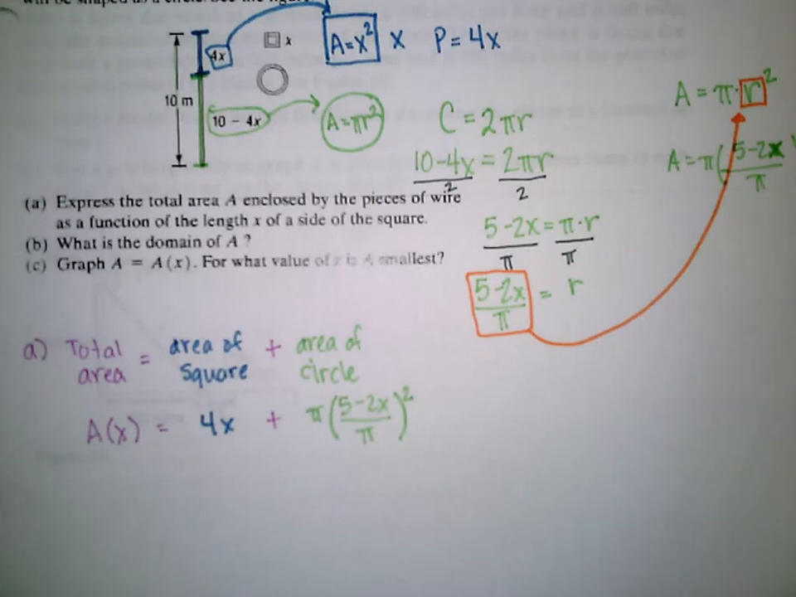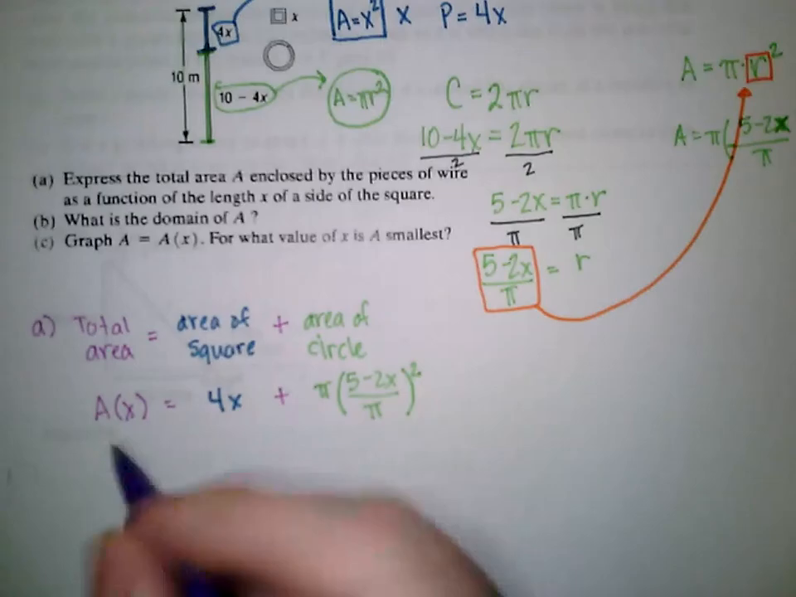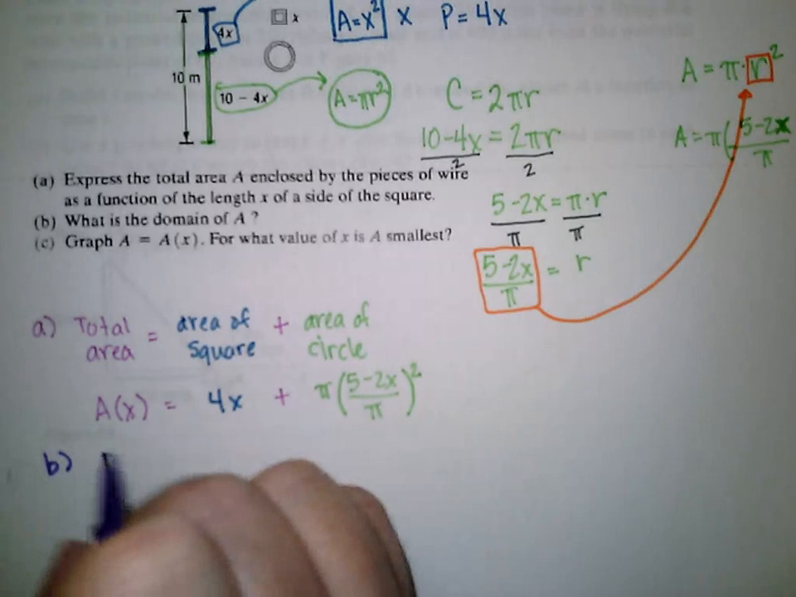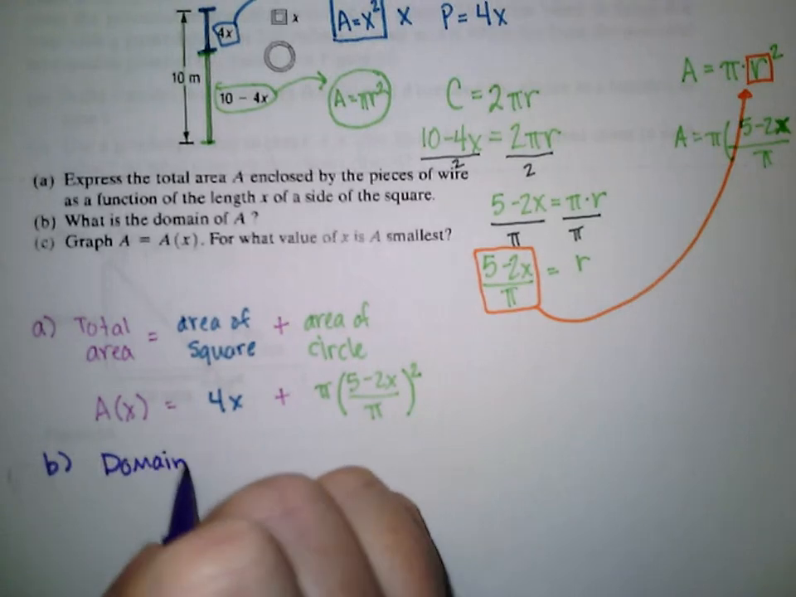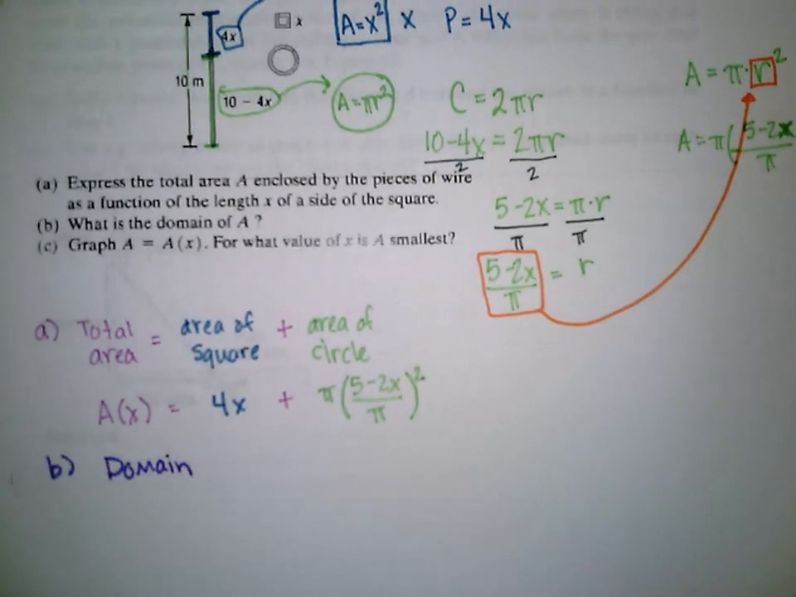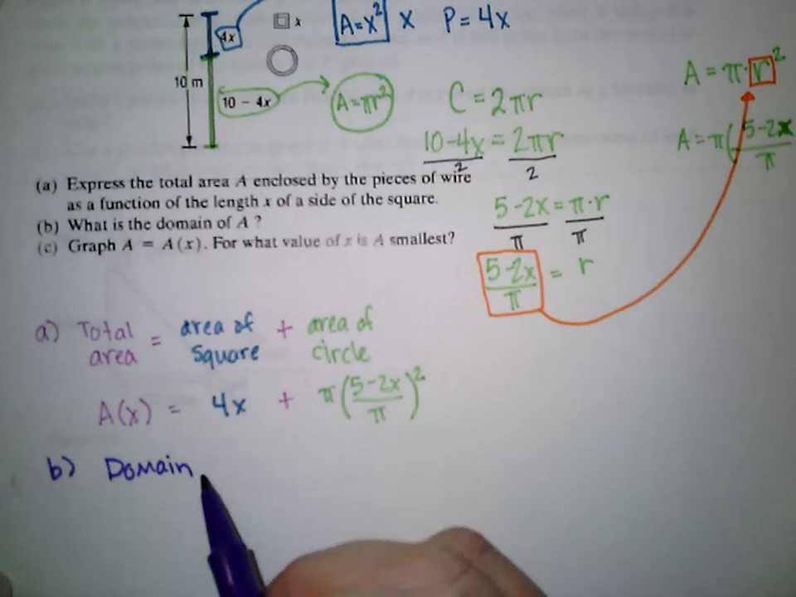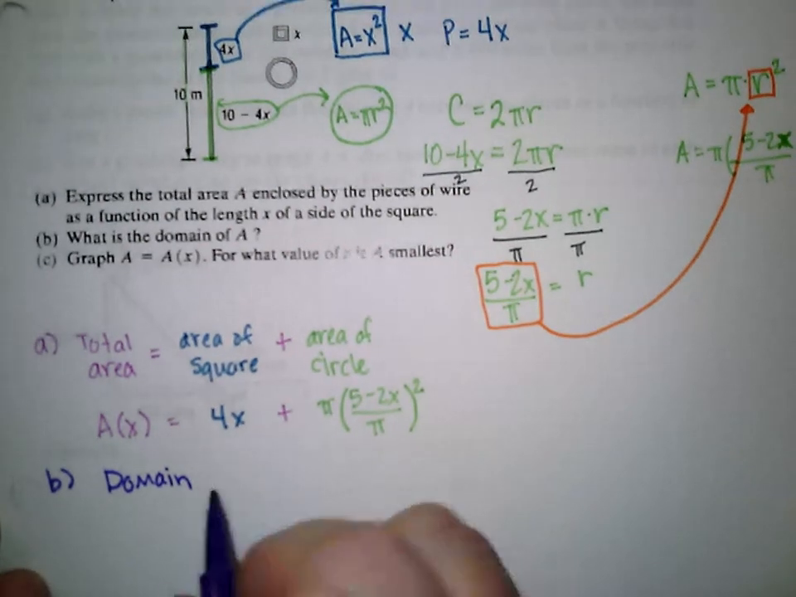Part B, we have to say the domain of the area formula. So B, domain. So a couple of things that we need to think about for domain. Remember, domain is the possible values for x.